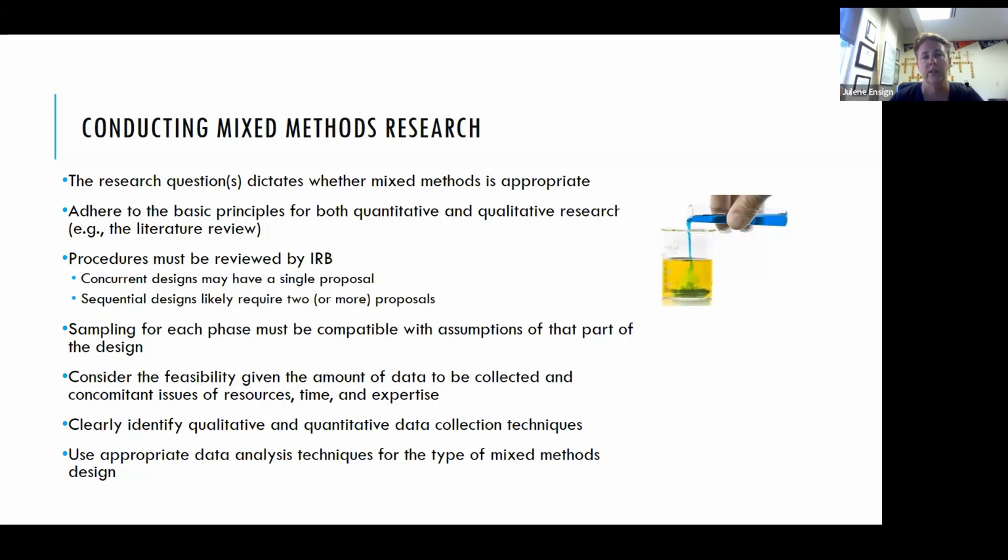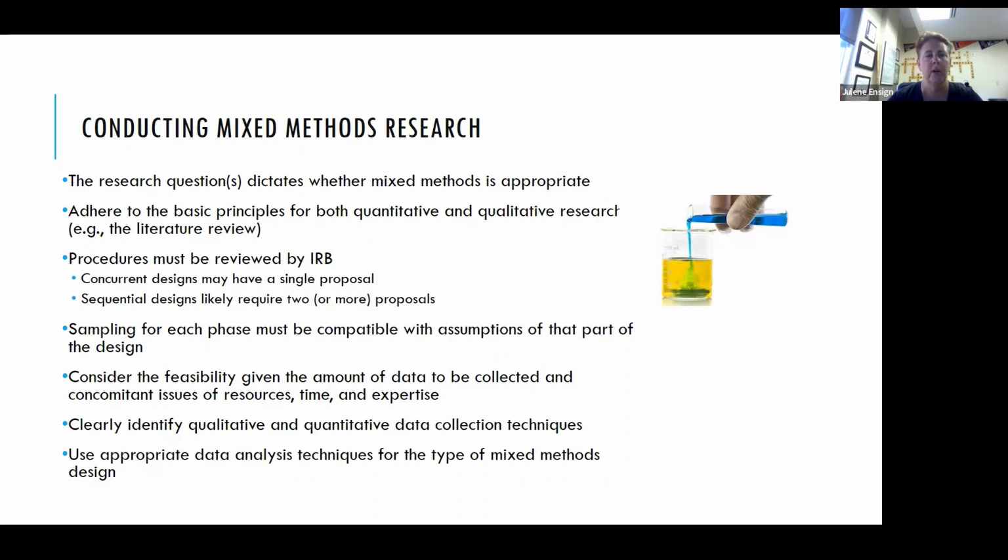I tend to use a concurrent design, like I said before, meaning that both types of data are being collected at the same time. But if you do a sequential design where you do one and then the other, likely you'll have to do two IRBs or put in an IRB amendment for whatever the second phase is.